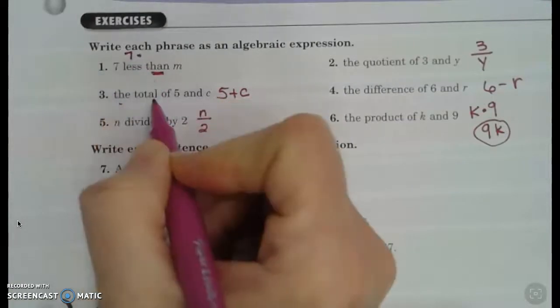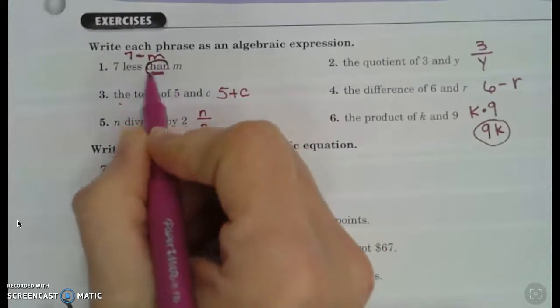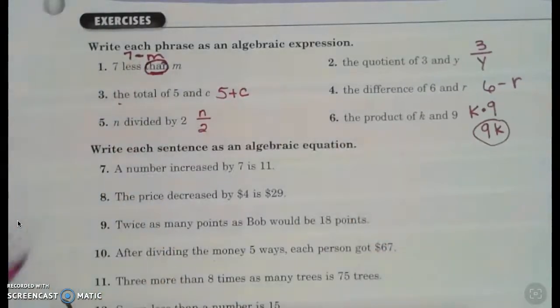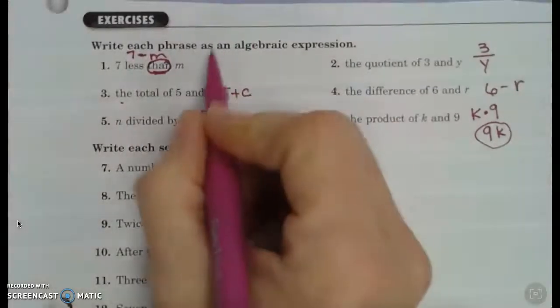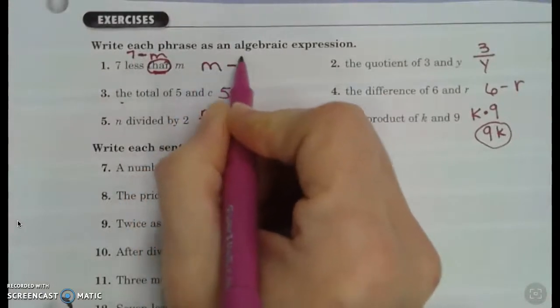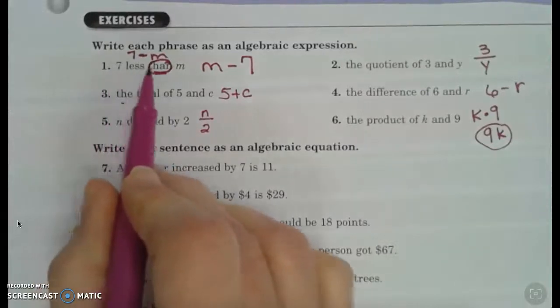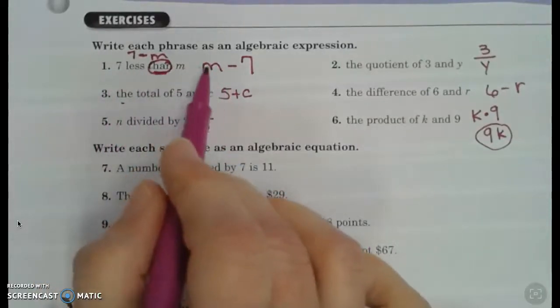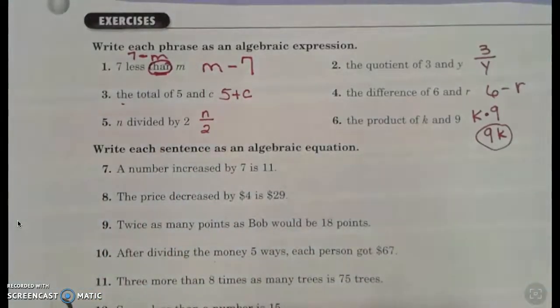Less means subtract, and then we have the letter m. Well, when you have that word "than," remember it told us that the word "than" is going to reverse the order. So that means that for our final answer, we just need to split this. So we're going to put m minus 7. We're going to rotate the m and the 7, because 7 less than m means we start with the m and subtract 7. So that "than" is what we need to pay really close attention to, and we have to flip the order when we see the word "than."